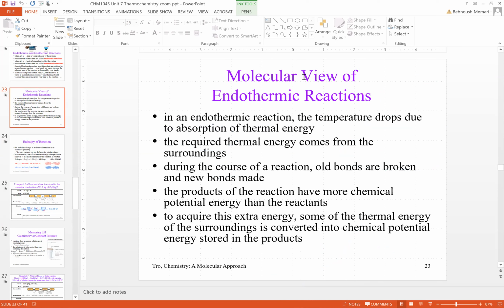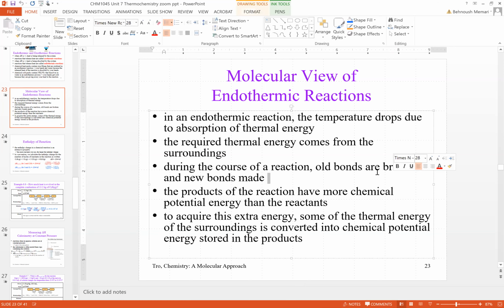For an endothermic reaction or exothermic reaction, there are bonds that are broken and bonds that are formed in a chemical reaction. When a bond is broken, energy is consumed. When new bonds are formed, energy is released.